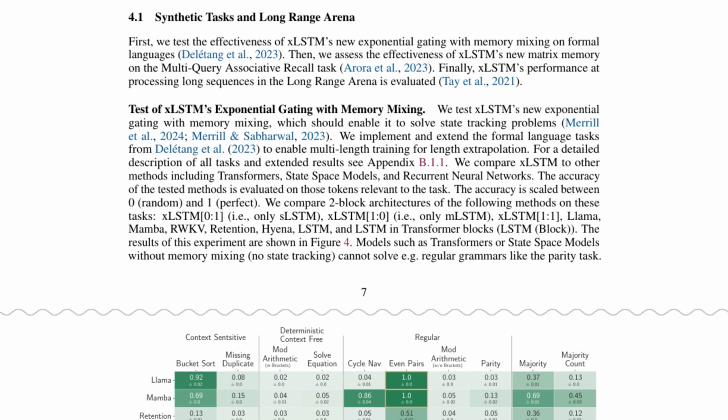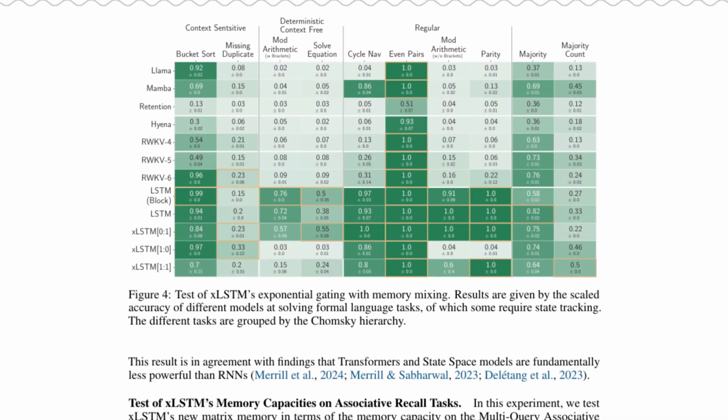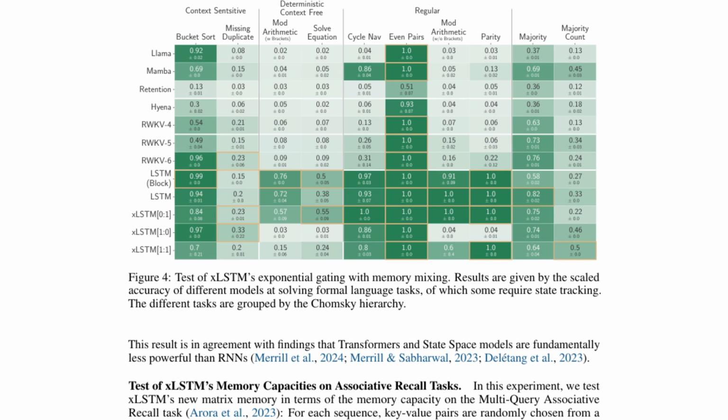Models such as transformers or state space models without memory mixing, no state tracking, cannot solve e.g. regular grammars like the parity task. Figure 4. Test of xLSTM's exponential gating with memory mixing. Results are given by the scaled accuracy of different models at solving formal language tasks, of which some require state tracking. The different tasks are grouped by the Chomsky hierarchy. This result is in agreement with findings that transformers and state space models are fundamentally less powerful than RNNs.